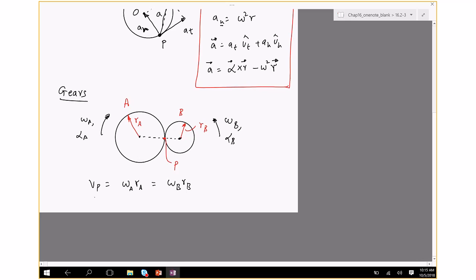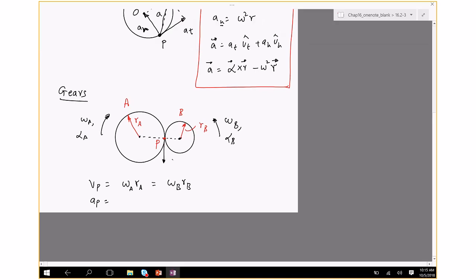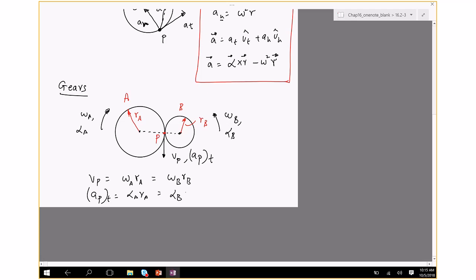Also, the point P has this. The velocity of P is going to be in this fashion. Also, the acceleration in the tangential direction is going to be downwards. We can also write the tangential acceleration. So call that A P in the tangential direction. It's simply alpha A R A. What I'm doing is essentially writing this formula for A T, which is the tangential component, equals alpha B R B.